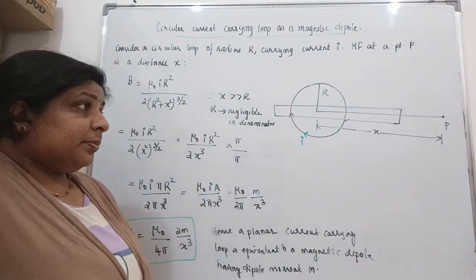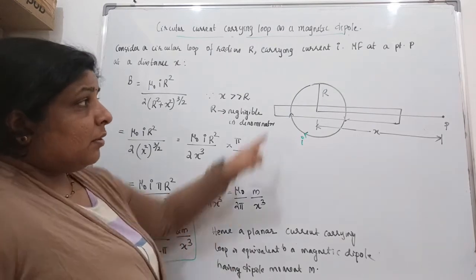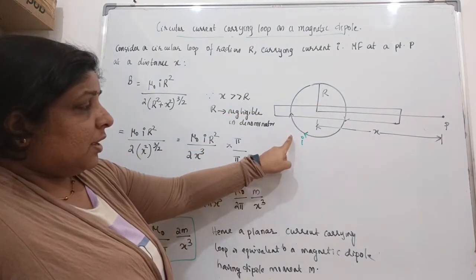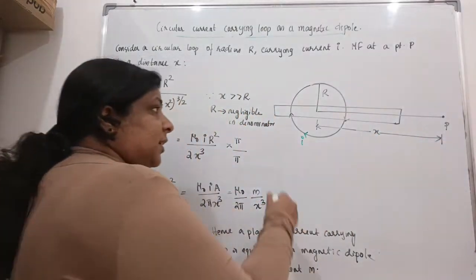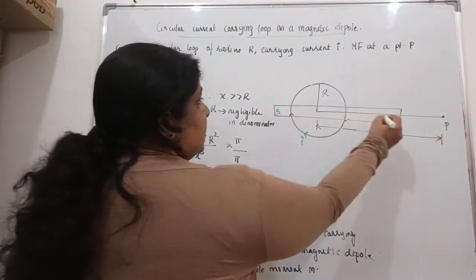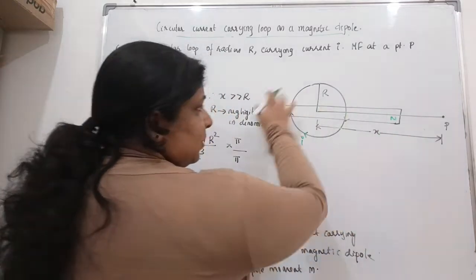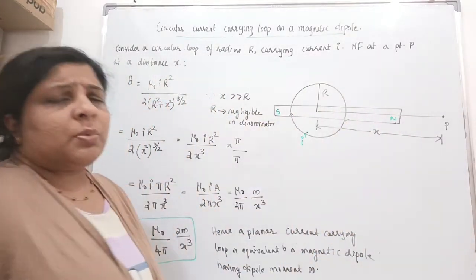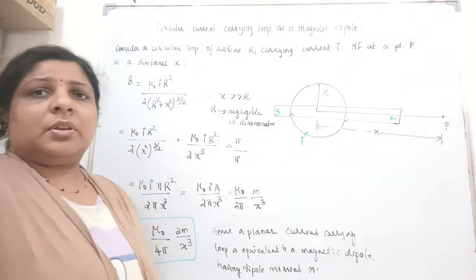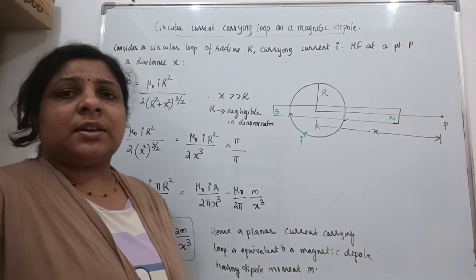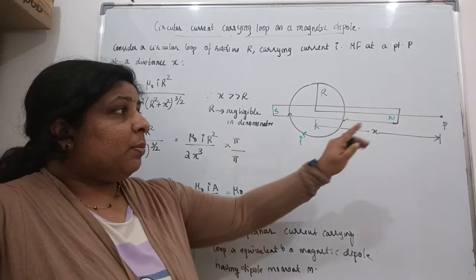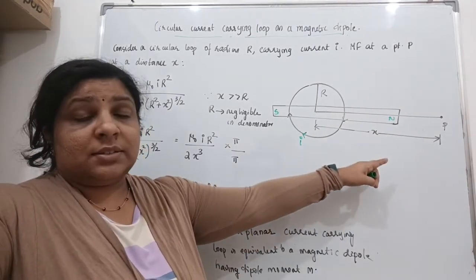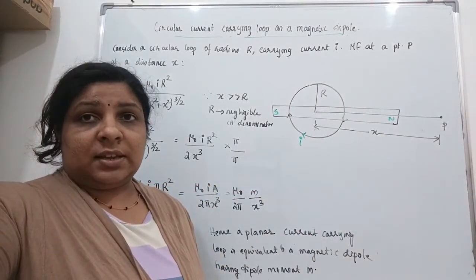Okay, so coming to the diagram, we have a current carrying loop carrying current I, and we have a point P which is kept at a distance x. So finally we will see that this is behaving like a magnetic dipole. So I just showed a small magnet over there. Okay, so what we require is a current carrying loop of radius r carrying a current I, and we have a point P along the axis which is at a distance x.